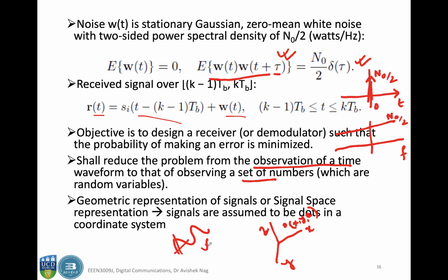Okay, so this is what we want to do. We are here and we want to go here. So that's what we will learn, how to represent a time domain signal in a coordinate space as a dot, and then we will see if we can do this from here to here. We will see how easier it becomes to analyze the problem of calculating the probability of error and minimizing it.